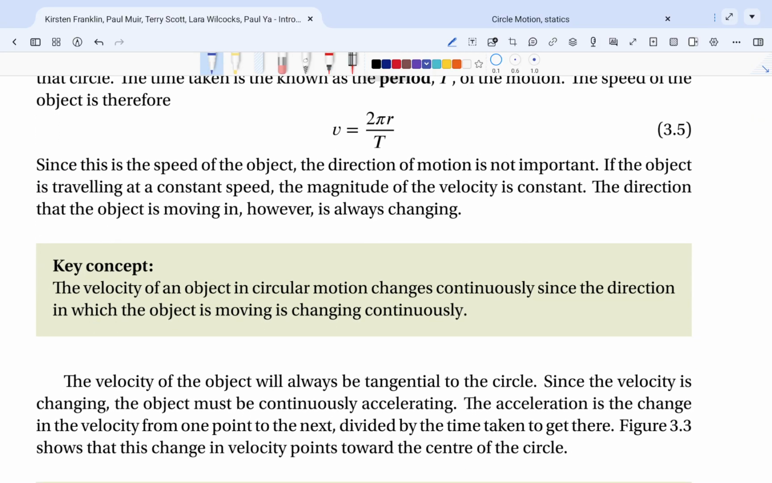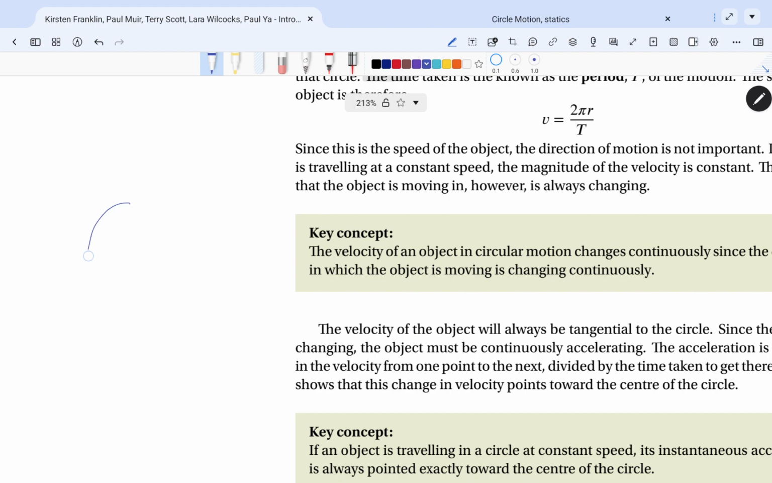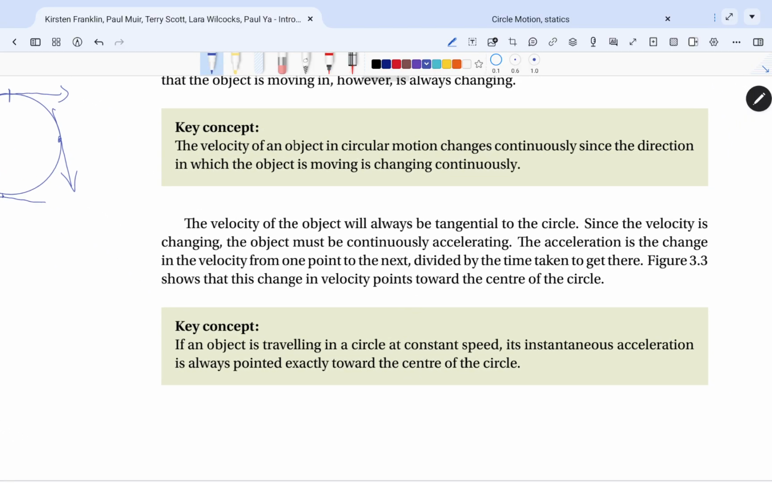The velocity of an object in circular motion changes continuously since the direction in which the object is moving is changing continuously. That makes sense. Imagine you have your circle, right? If you're at this point and you're moving forward, you're pointing in this direction. If you're at this point, you're moving at this direction. If you're at this point, you're pointing at this direction. So your velocity is always changing direction, even if you have a constant velocity. What's the next key concept? If an object is traveling in a circle at constant speed, its instantaneous acceleration is always pointed exactly towards the center of the circle.